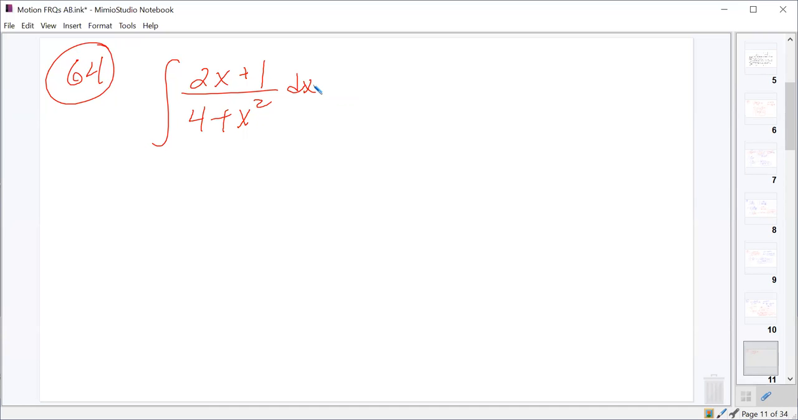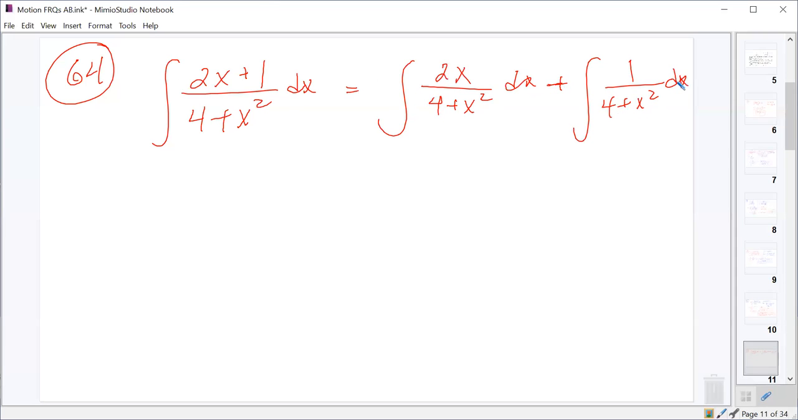Divide the numerator with the denominator, or separate it, I mean. All right. Yeah. So we're going to want to separate this into 2 different integrals. That is exactly correct. So in order to separate this into 2 different integrals, we're going to take the 2x and divide it by 4 plus x squared. And we're going to take the 1 and divide it by 4 plus x squared dx. And then we're going to deal with both those integrals separately. So for the first integral, what are we going to do to solve that one?